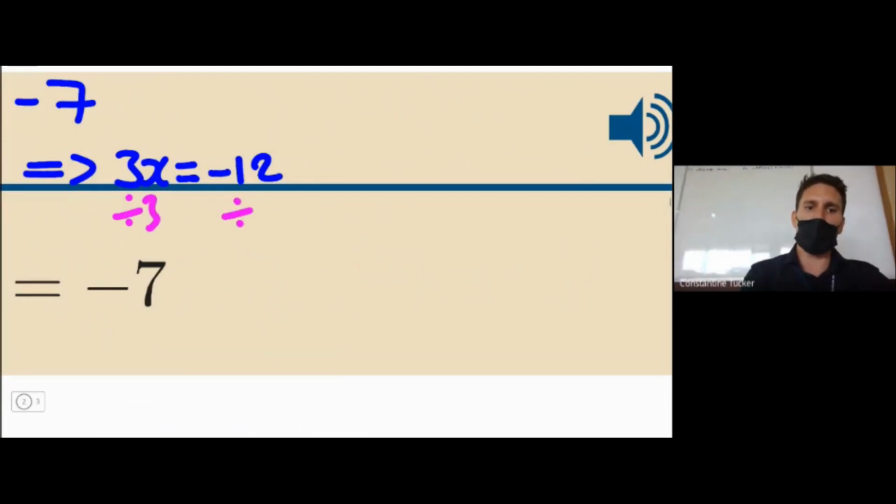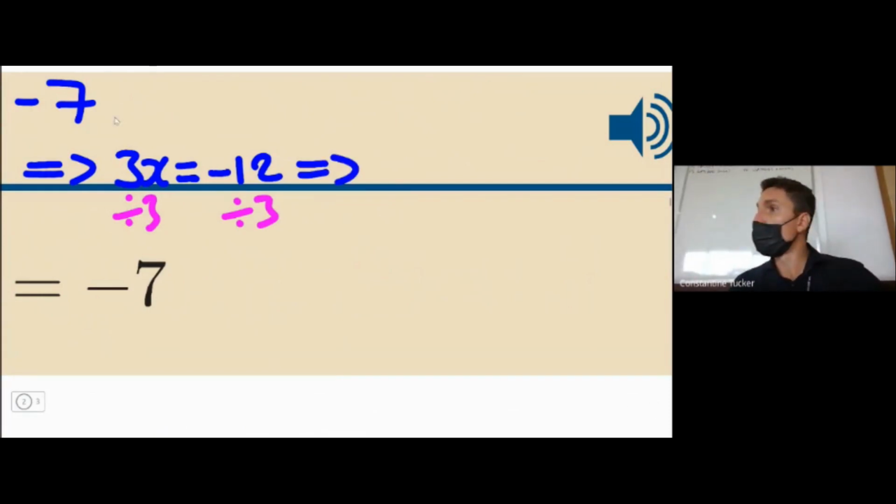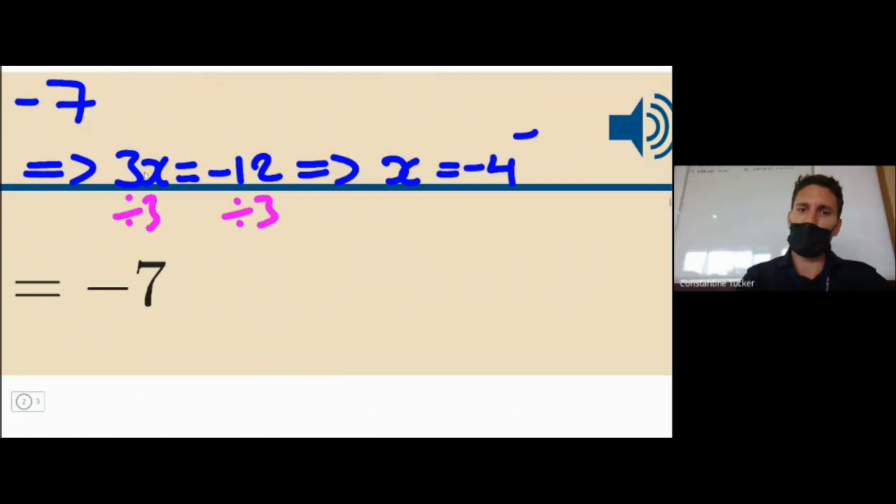Why do we divide by 3 instead of taking away 3, sir? Because there's an invisible multiplication there. You didn't see that? Come on, guys. The invisible times is always there. Okay, so x is minus 4 and easy peasy, lemon squeezy.